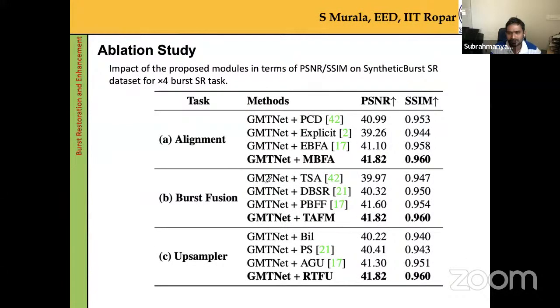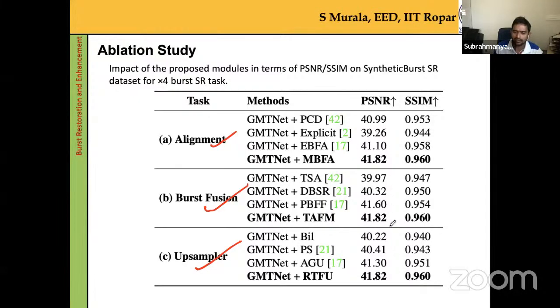So we also did an ablation study. Ablation study means we test various combinations. We have developed three different mechanisms: one is the multi-scale alignment mechanism, another is the multi-scale feature fusion mechanism, and the third is the upsampler. For alignment, feature fusion and upsampler, we have done the ablation by keeping one at a time, or maybe two together, with the different combinations we have considered.